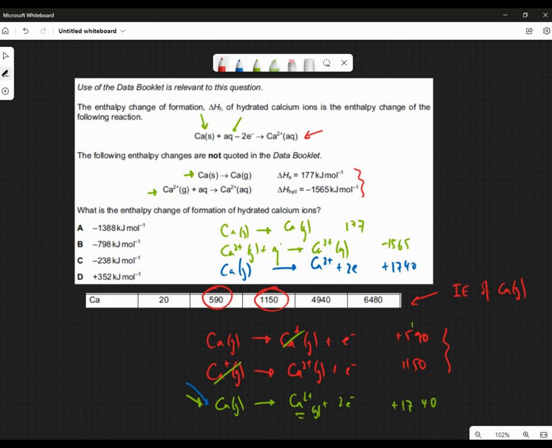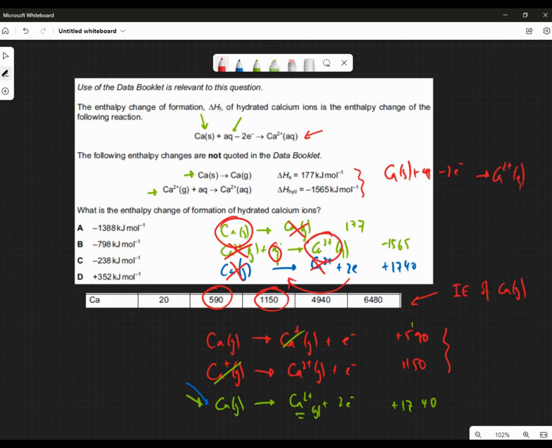This is the exciting bit. So Ca2 plus gas there, that is going to cancel with that. So we're good so far. Okay, calcium gas, that is going to cancel with that. So we're good so far. And what are we left with? Ca solid, this one, plus aqueous, this one. So far, so good. I can shift the electrons over to that side. Minus 2 electrons gives me Ca2 plus aqueous.